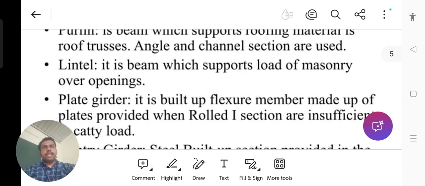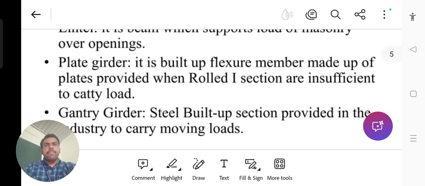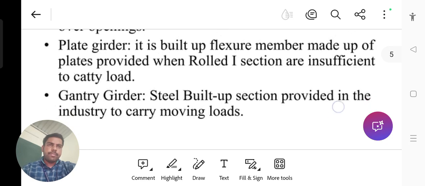And what is a lintel? A lintel is a beam which supports the load of masonry over openings. And plate girder, what is a gantry girder? What is the main difference between a plate girder and a gantry girder? A plate girder is a built-up flexure member made up of plates, provided when rolled I sections are insufficient to carry loads. And a gantry girder is provided when the moving load capability required is very high at that location.